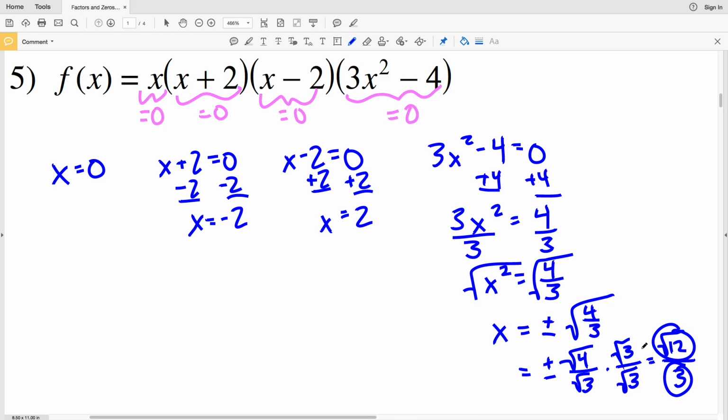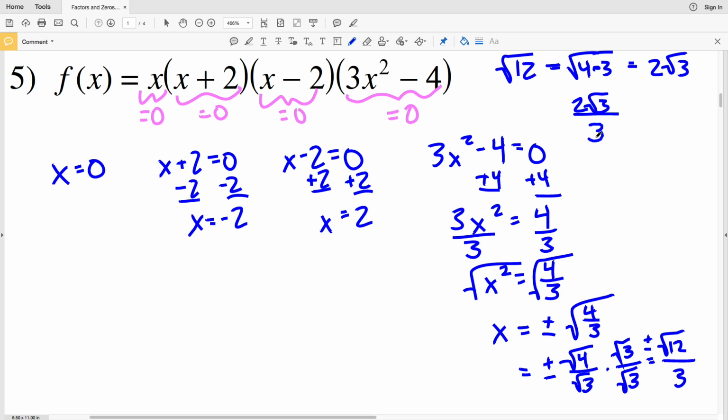However, this square root of 12 can be simplified. And remember, this is a positive square root of 12/3 or negative square root of 12/3. So looking at the square root of 12, in order to simplify that, I'll write it as the square root of 4 times 3. Since 4 is a perfect square, I can pull that out to get 2 times the square root of 3. So I'll have positive 2 times the square root of 3 all over 3, remembering to put my denominator back after I simplified the numerator, and I'll have negative 2 times the square root of 3 all over 3. And that's because a negative times a negative, or a negative squared, is a positive.